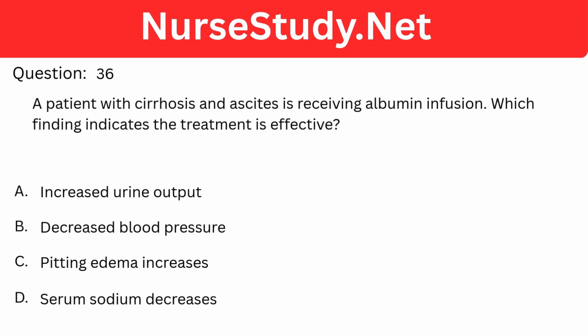Question 36. A patient with cirrhosis and ascites is receiving albumin infusion. Which finding indicates the treatment is effective? A. Increased urine output. B. Decreased blood pressure. C. Pitting edema increases. D. Serum sodium decreases.